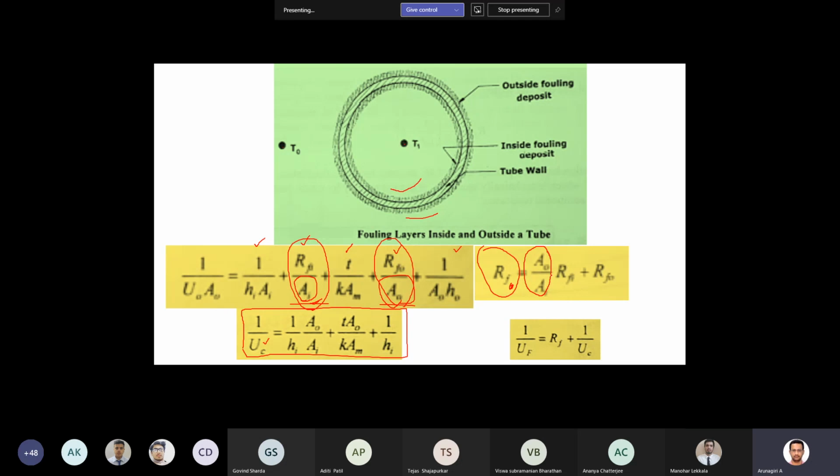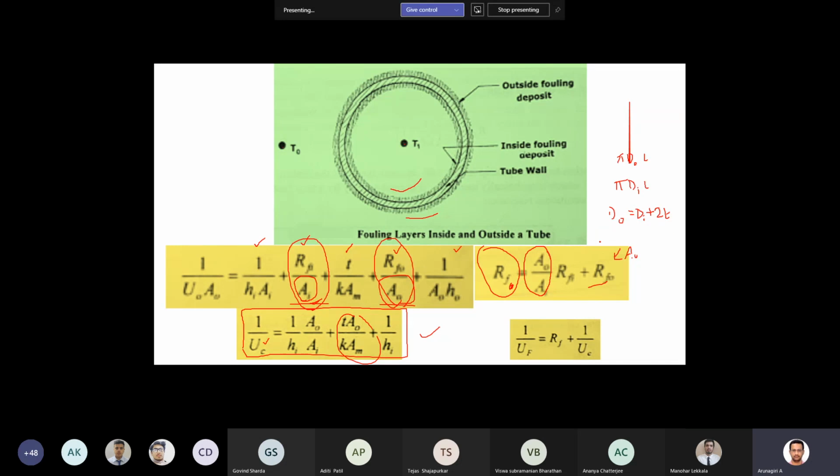The total fouling resistance is multiplied by A naught by A_i, because this is calculated based on A naught, but this is calculated based on A_i. This A_i and A naught are different. The surface area, that is pi D naught L, and the inside surface area is pi D_i L. Okay, so you know D naught is D_i plus 2 times the thickness. If you use this equation here, you can calculate everything like this.